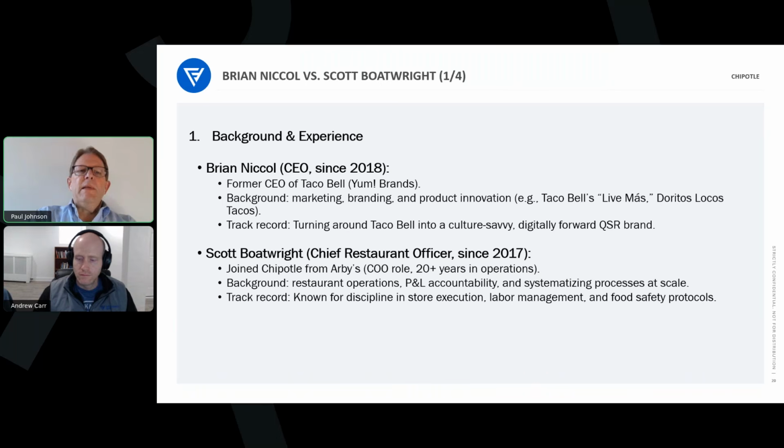Now, here's something that's interesting: because of how the model was trained, ChatGPT believes that both Brian Niccol and Boatwright are still at Chipotle. So that's the first thing I noticed. I say, oh, all right. So it's out of date in that sense. Good to know. But I'm still curious what it comes up with.